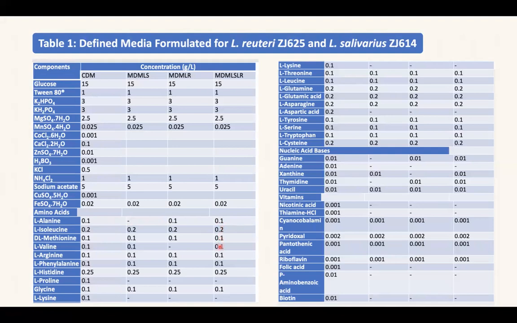The same thing if we go down. I think that is all for the amino acids. But then for the nucleic acid bases, you will see that adenine is not essential for reuteri, but it was added in the consensus medium in order not to deprive one. And the same thing in the vitamins, I have some as well.